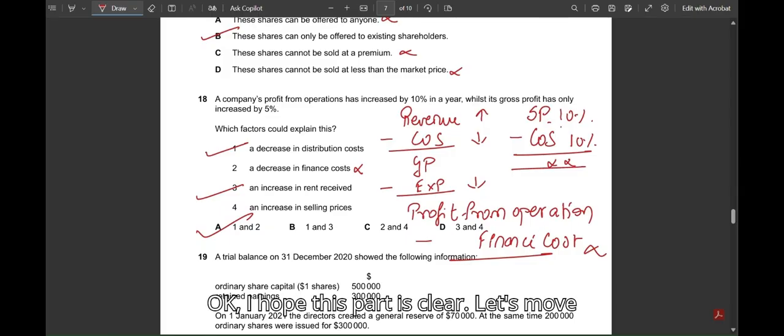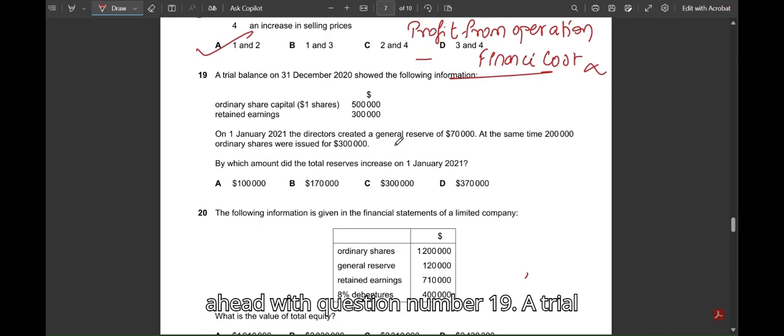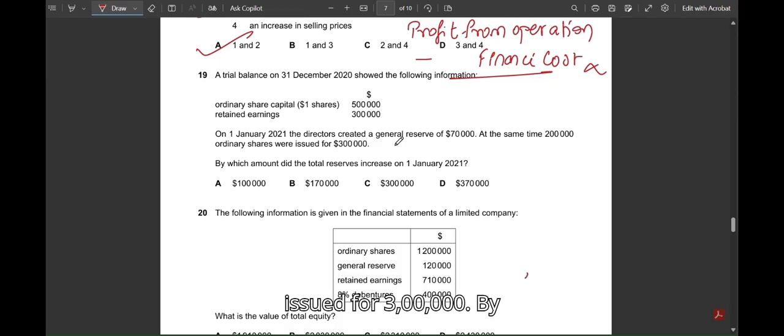Okay, I hope this part is clear. Let's move ahead with question number 19. A trial balance on 31st December 2020 showed the following information. Ordinary share capital so and so, retained earnings 3 lakhs. On 1st January 2021, the directors created a general reserve of 70,000. At the same time, 2 lakh ordinary shares were issued for 3 lakhs. By which amount did the total reserves increase as on 1st January?